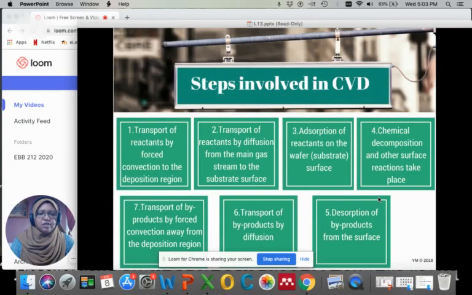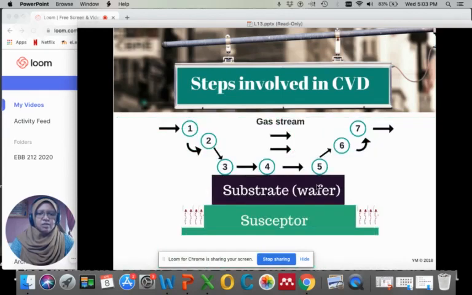There are 7 steps involved in CVD, and these can be easily explained by drawing this schematic diagram. In this schematic diagram, please make sure that you have the susceptor, substrate, gas stream, and the 7 steps involved in CVD. The function of the susceptor here is to heat up the substrate, because the substrate needs to be hot for chemical reactions to occur.